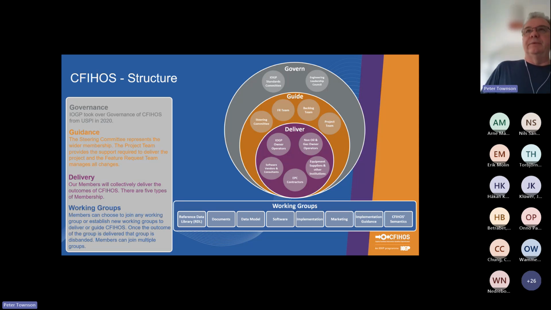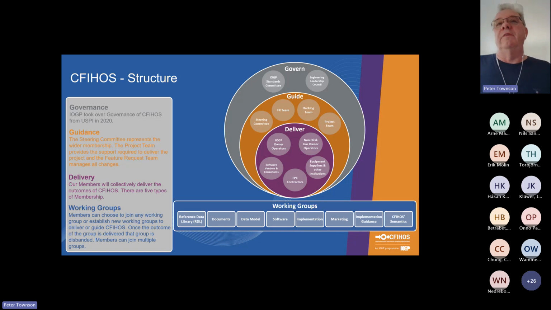And the Engineering Leadership Council, for those of you who aren't aware, is a group of 12 senior engineering executives from 12 of the major oil and gas companies that are contributing to not only CFIHOS but to other initiatives as well. The day-to-day administration and guidance and steer for CFIHOS comes from that guidance group.